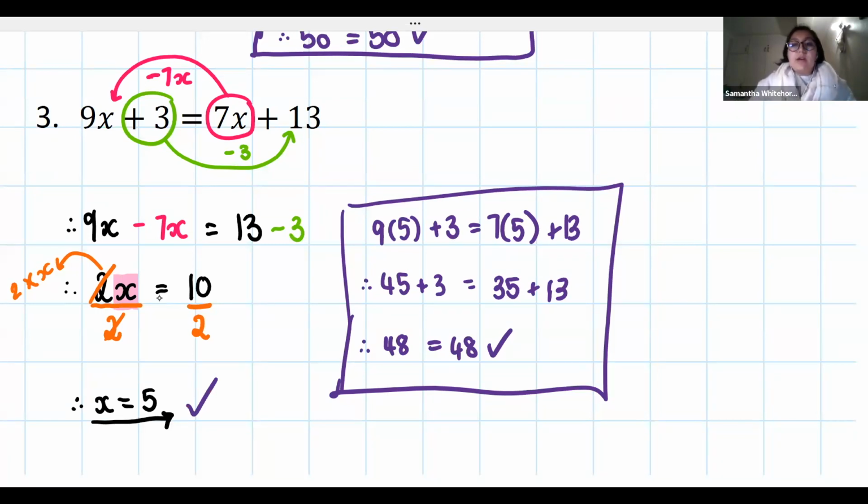Right, so those of you who had x equals 16, I think the 16 came from this incorrect bringing over of the 3. Please remember it was positive 3. Opposite operation, it becomes negative 3. That's really, really important.